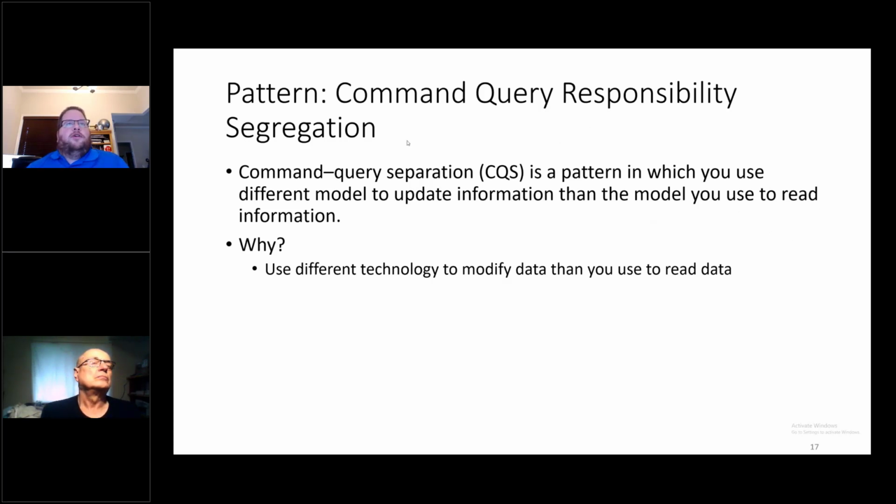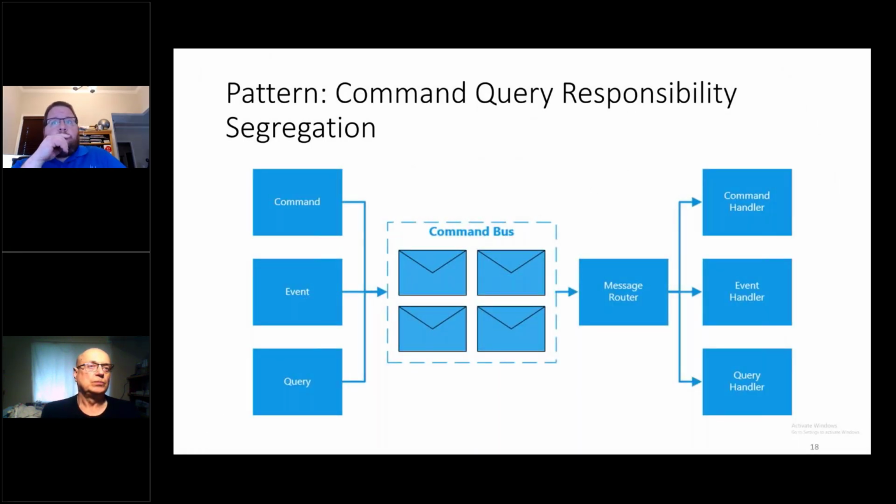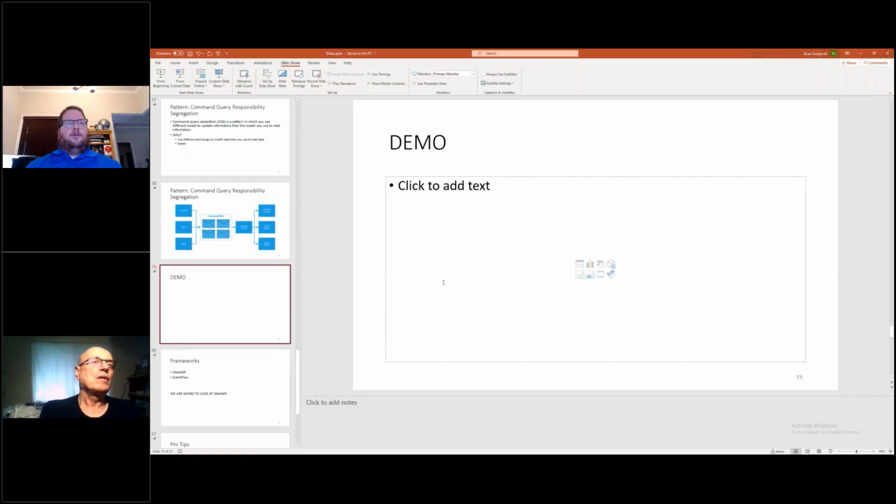So that's the biggest reason why we would do this whole command bus stuff to begin with, because we want to have a separation between the technologies that we use. And like I alluded to, it's because of speed. So the pattern is basically the same as what we just looked at before, where we have commands, we have queries, we have the bus, we have the router, which routes it to handlers. So let's look at some code with that. Let me go ahead and stop sharing again and switch back to this.